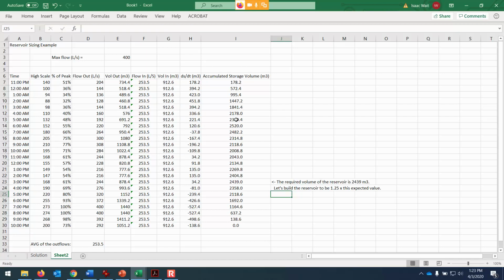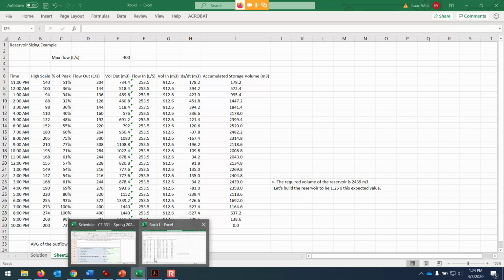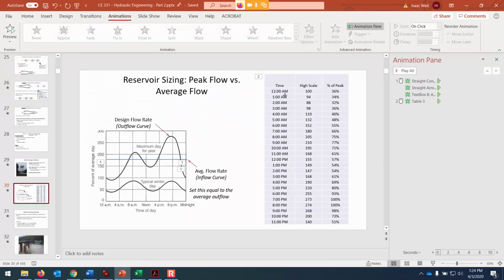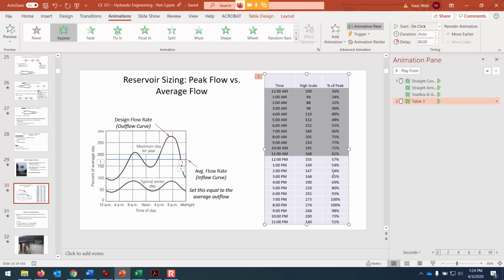A question from Michael. He asks, are the high scale and the percent of peak values the ones we use for our reservoir? You don't use my values that I came up with. You use what you developed when you did the homework assignment. I don't remember exactly which homework assignment it is, but you came up with something similar to this on your own.